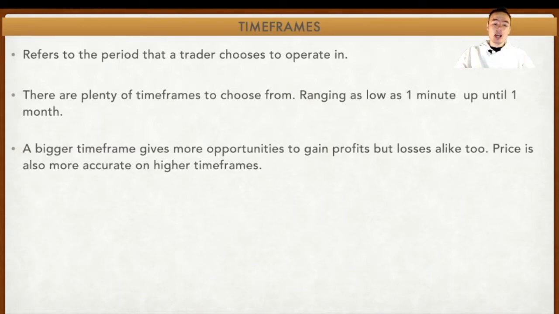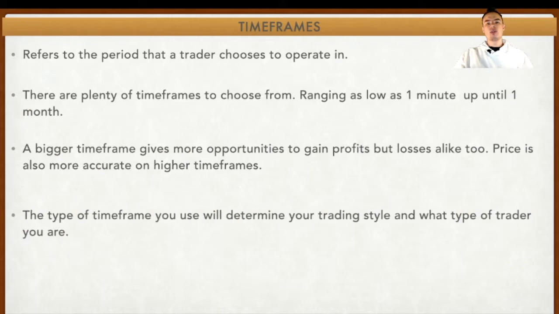So there's many time frames to choose from. Now, a bigger time frame would give more opportunity to gain profits, but also losses alike, right? Because it's such a big time frame. Also, prices are more accurate on higher time frames. Market patterns, trend lines, and support and resistance are more accurate on higher time frames. So larger time frames are better.